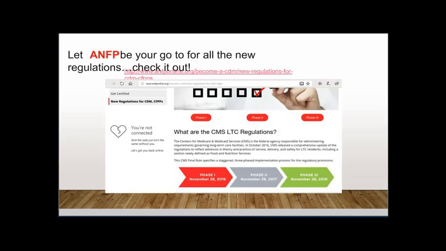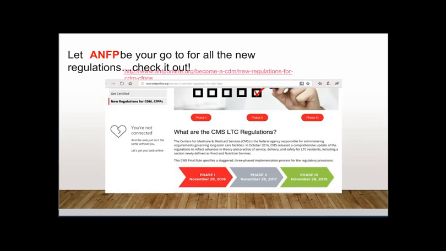I want to also introduce, we did a revamping this week at ANFP of our website for regulations. So we want you to feel comfortable visiting this website. We've done a good job, I feel, of breaking it down into phase 1, phase 2, and phase 3. I'm a less is more type of gal, so if you click on phase 1, that box there, it will show you what's in phase 1, phase 2, et cetera. So one click should get you in there.